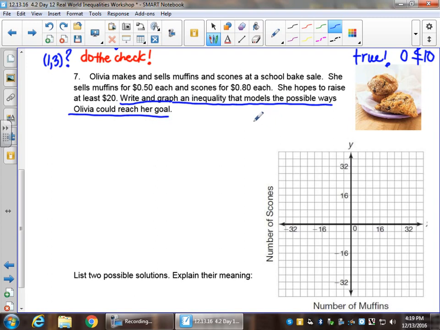I've underlined my question, time to define the variables. Well, to reach her goal, she's selling 2 items, muffins and scones. I know the cost of each, but I don't know how many she's going to sell. So we're going to let X be the number of muffins, and Y will be the number of scones.